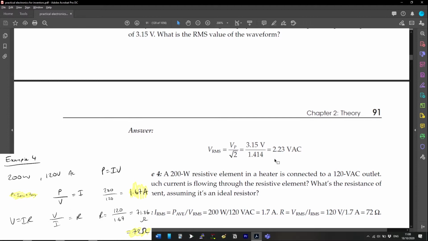Again, like I said, if this is over your head, watch the last video and the one before that. Okay, so a 200 watt resistive element in a heater is connected to a 120 volt outlet. 200 watt resistive. Okay, let's just write down some stuff. So 200 watt, we've got 120 volts. We're dealing with power, right? That's obviously AC. How much current is flowing through the resistive element? So we're just looking at the power equation, P equals IV, or the actual RMS power one, which is this one here.